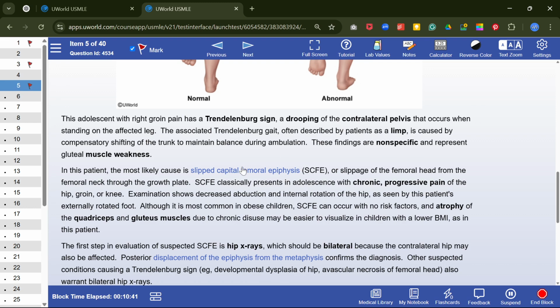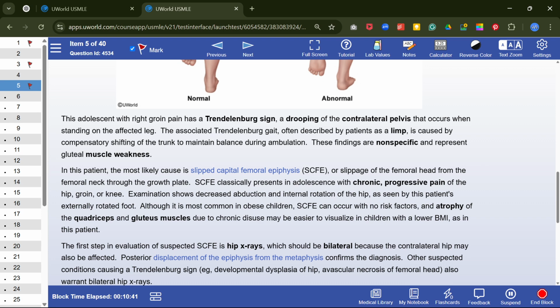This adolescent with right groin pain has a Trendelenburg sign, a drooping of the contralateral pelvis that occurs when standing on the affected leg. The associated Trendelenburg gait, often described by the patient as a limp, is caused by compensatory shifting of the trunk to maintain balance during ambulation. These findings are non-specific and represent gluteal muscle weakness.